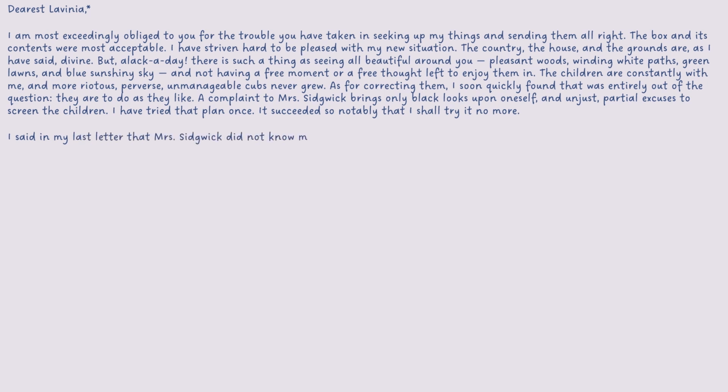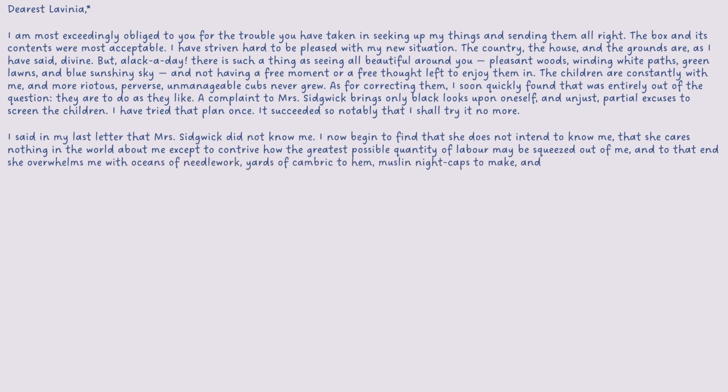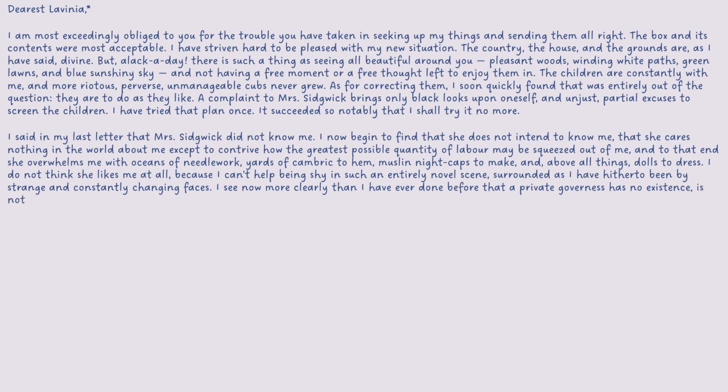I said in my last letter that Mrs. Sidgwick did not know me. I now begin to find that she does not intend to know me, that she cares nothing in the world about me except to contrive how the greatest possible quantity of labour may be squeezed out of me, and to that end she overwhelms me with oceans of needlework, yards of cambric to hem, muslin nightcaps to make, and, above all things, dolls to dress.